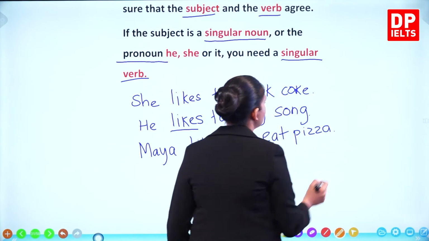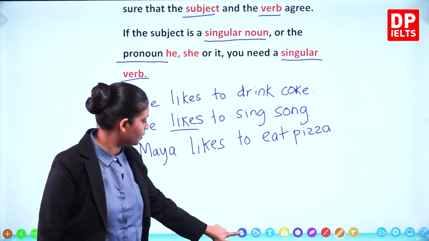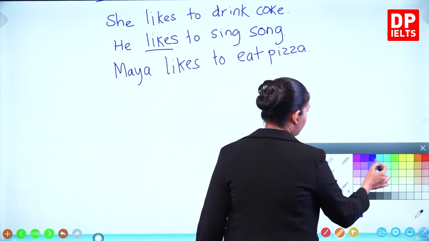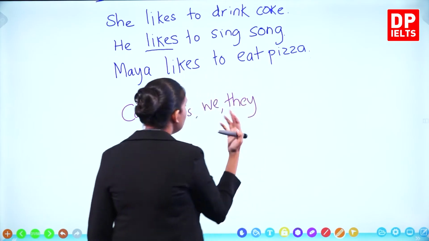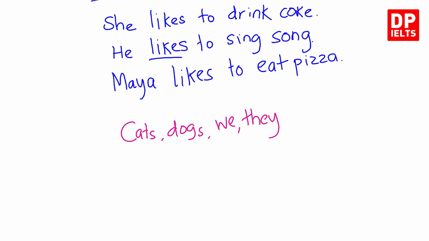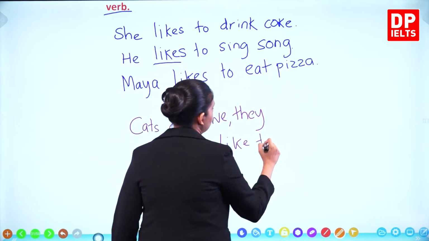Singular should come with a singular verb, right? What if it is plural? So very simple, right? If you have plural nouns like cats or dogs, or you have we, they, if you have plural nouns or pronouns, the verb must be plural. அதே போல சப்ஜெக்ட் வந்து ப்ளூரலாக இருந்தால், எக்ஸாம்பிள் we, they, அந்த மாதிரி ப்ளூரலாக இருந்தால் the verb also has to be in plural. The cats like to drink milk.